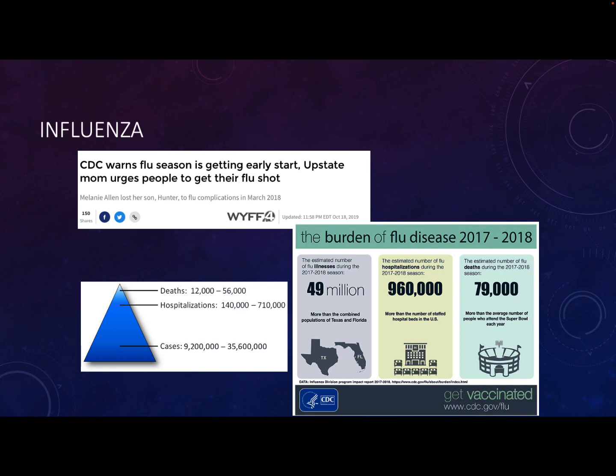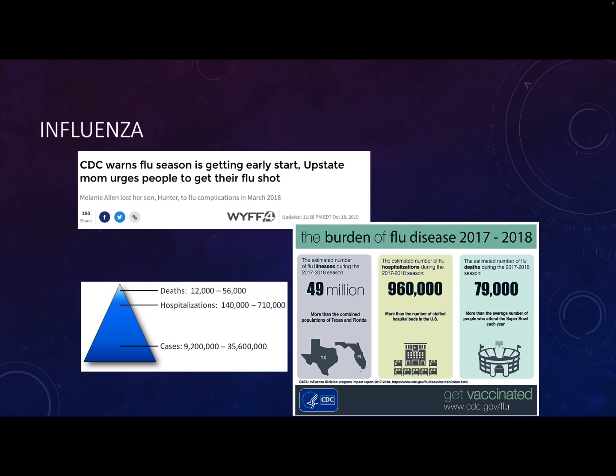This was a headline from a few years ago that the flu season got started early. Get your flu shot. This woman lost her teenage son to flu complications. Every year, the numbers differ. It depends on the strain. It depends on whether or not we've got COVID and everybody's wearing a mask and washing their hands and staying at home. Depends on how many people have been vaccinated, whether or not the vaccine was good. But in the US, we see anywhere from 9 to 35 million cases of flu per year, anywhere from 140 to 710,000 hospitalizations, and in most years, 12 to 56,000 deaths.